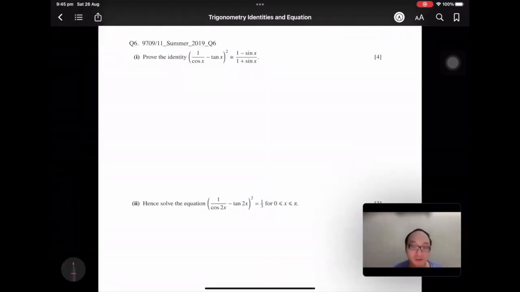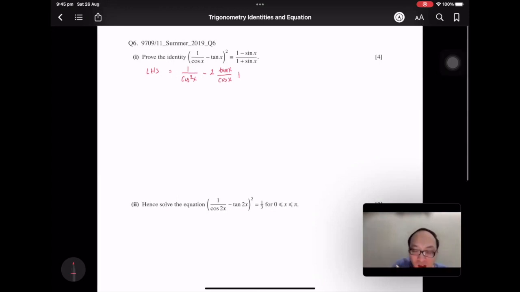Six, prove the identity 1 over cos x minus tan x squared equals to 1 minus sin x over 1 plus sin x. So from the left-hand side, we can expand this into 1 over cos square x minus 2 tangent x over cos x plus tangent square x. And we have to change everything into sine.